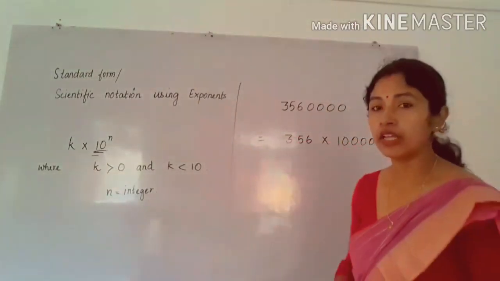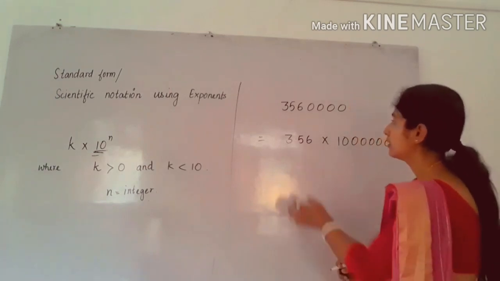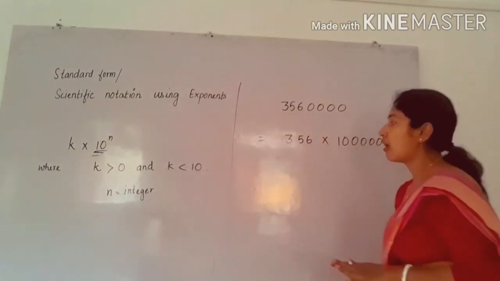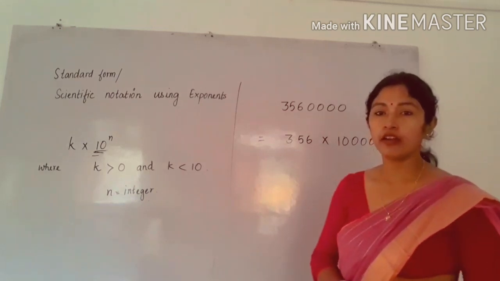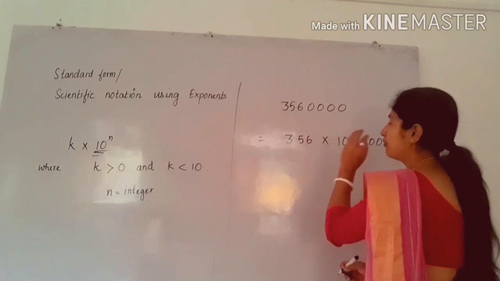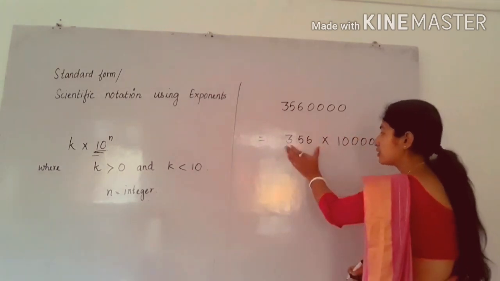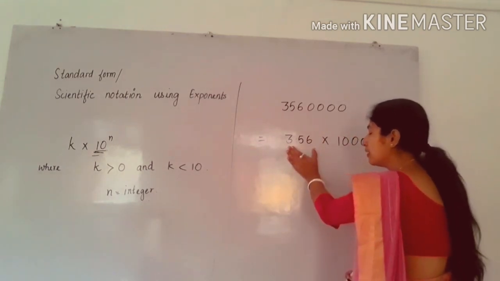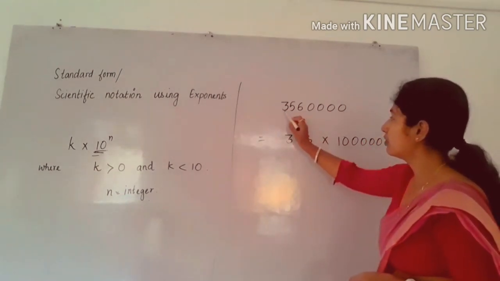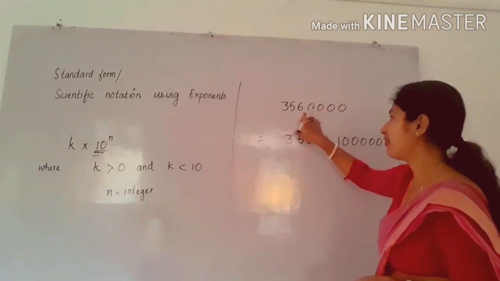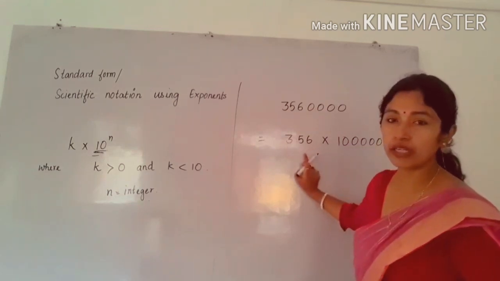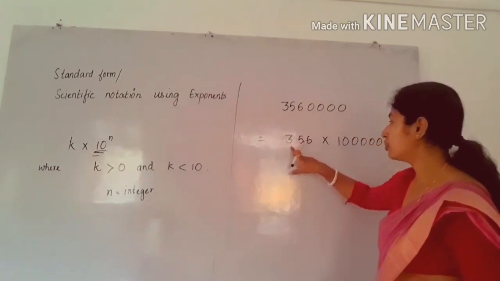Next I have taken one different example. The number is 3560000. Now I have to express it in standard form. How to write it? First of all you have to check that the first number should be between 0 and 10. So for that we can write it as 3.56. See, 3.56 comes between 0 and 10. So I have written 3.56.